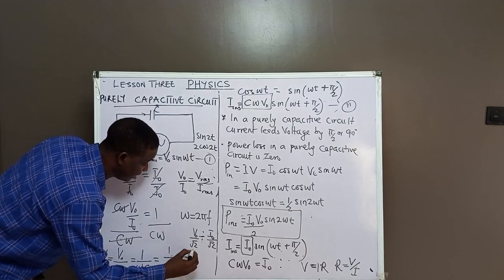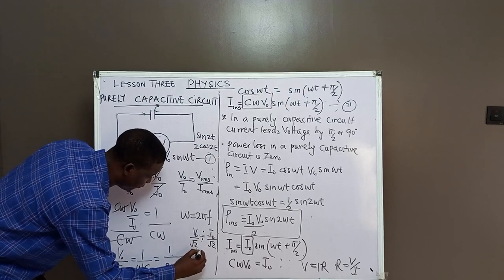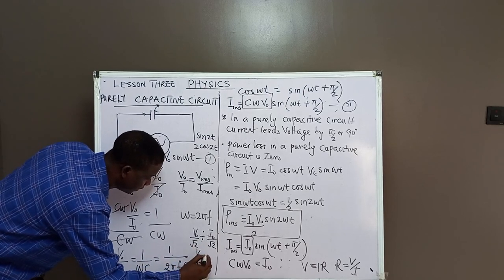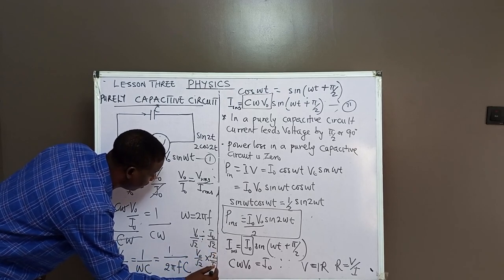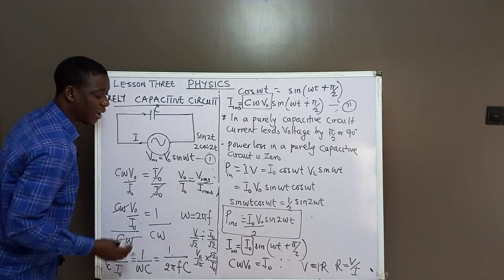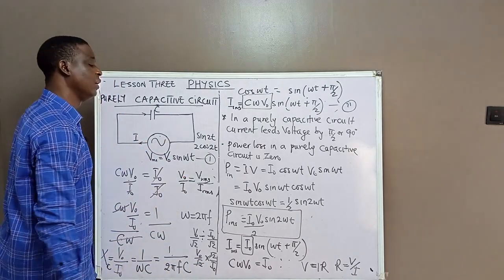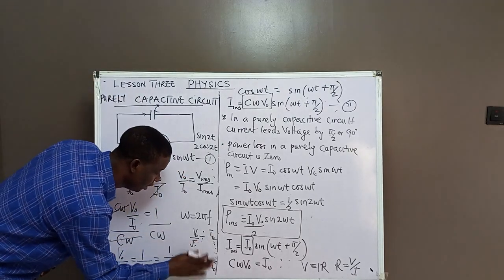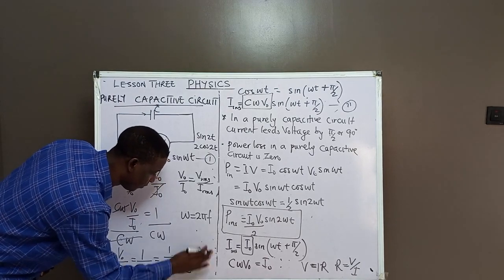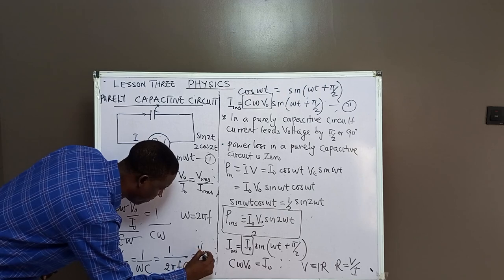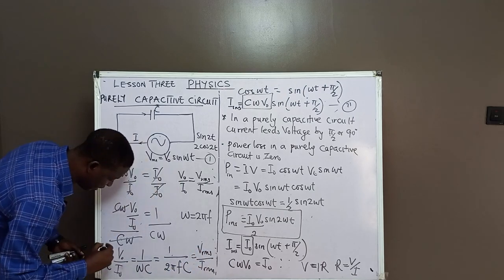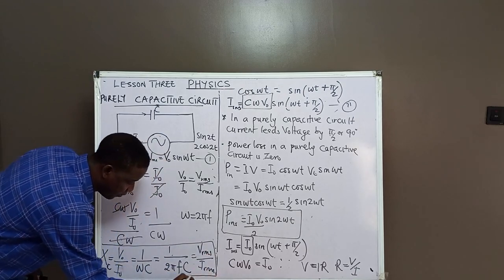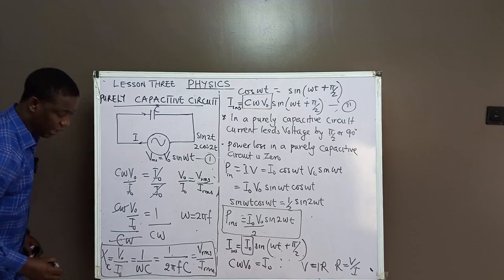if you remove the division, you are going to have V naught over root 2 times root 2 over I naught. At the end of the day, the root 2 will cancel out. You have the same thing as V naught over I naught. So therefore, you can write it as VRMS over IRMS. So take note of this formula. You can circle it. Very, very important formula.